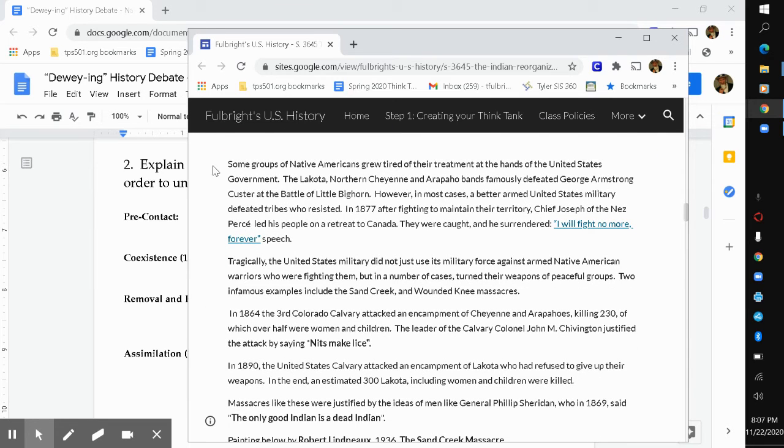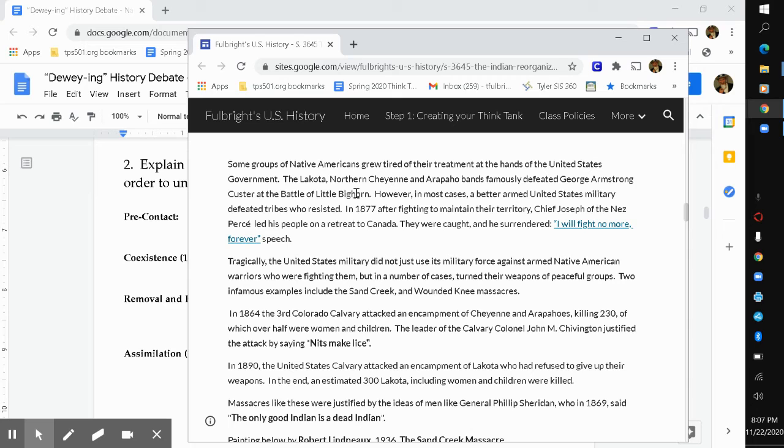Not all Native groups took this lightly. They grew tired of the treatment at the hands of the United States government. The Lakota, Northern Cheyenne, and Arapaho bands famously defeated George Armstrong Custer at the Battle of Little Bighorn, also called the Battle of the Greasy Grass for the Natives. However, in most cases, the better-armed United States military defeated tribes who resisted.